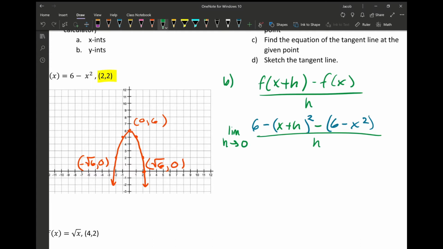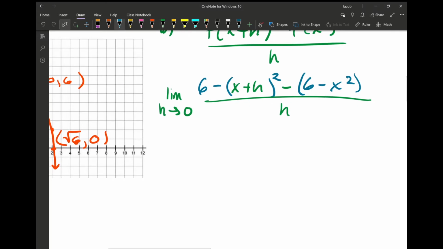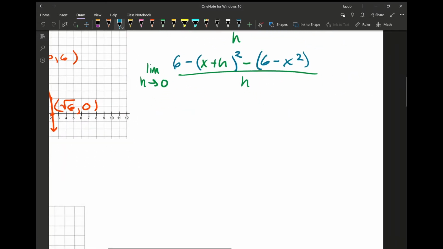Normally this would be really problematic because if we stopped here and looked at everything in this limit, there's an h in the denominator, and that's a problem because that makes our value undefined. Well, we can manipulate the numerator so that this h divides away. So that's what we're going to do. I'm going to multiply out the binomial.